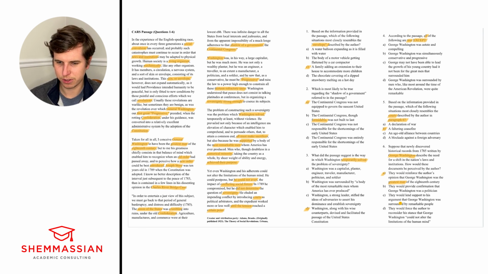C, they would lend support to his argument that George Washington was surrounded by remarkable people. This is not talking about other people. This is just talking about George Washington. So C's not in line with our question stem. And D, they would force the author to reconsider his stance that George Washington could not alter the limitations of the human mind. It's not really about that, because he did alter the laws and institutions. He didn't alter the human mind, but that doesn't change because of that. So A is a good answer there. So we're going to finalize with A there.